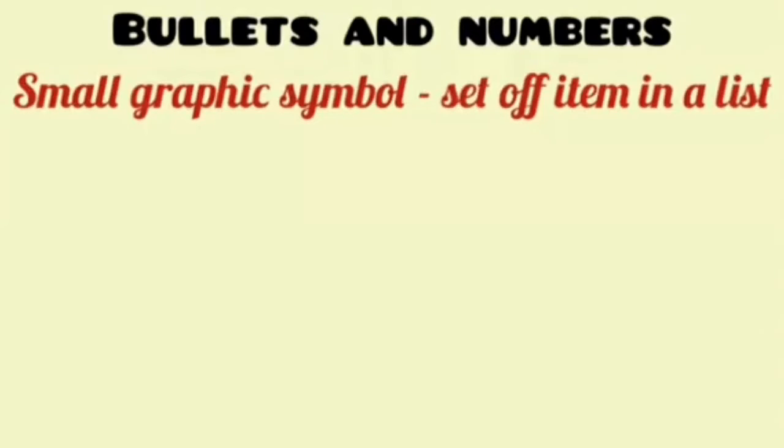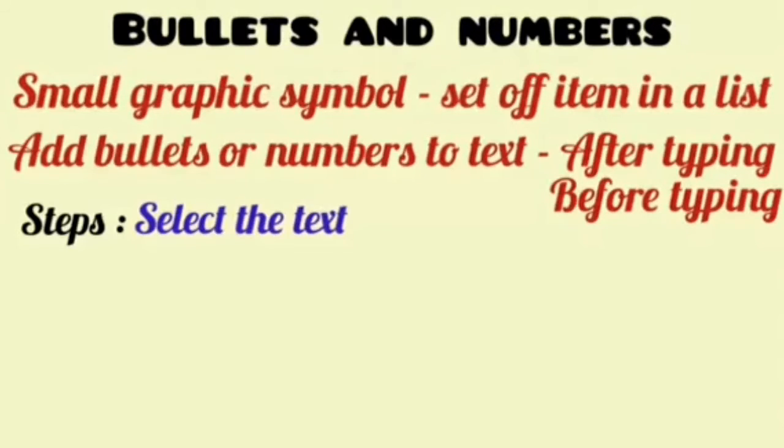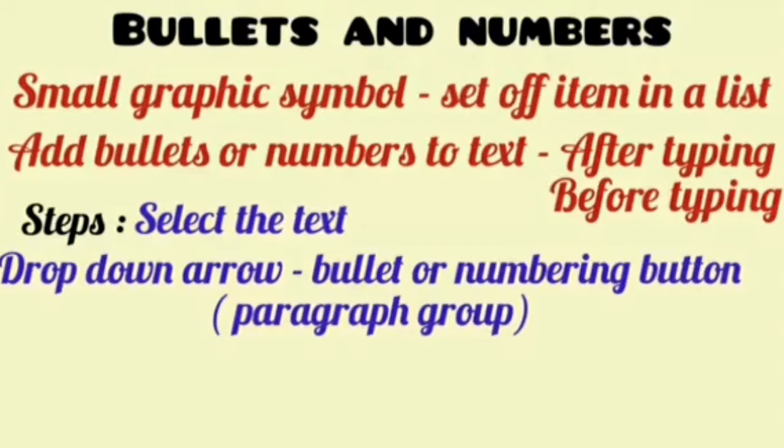Bullet means a small graphic symbol. If you have to list any items in a paragraph, you can use this bullets and numbering option. We can add bullets or numbers to a list or to text after typing it or before typing it.